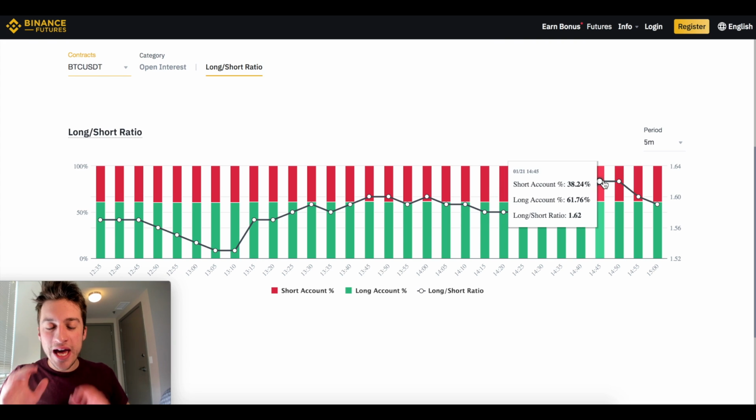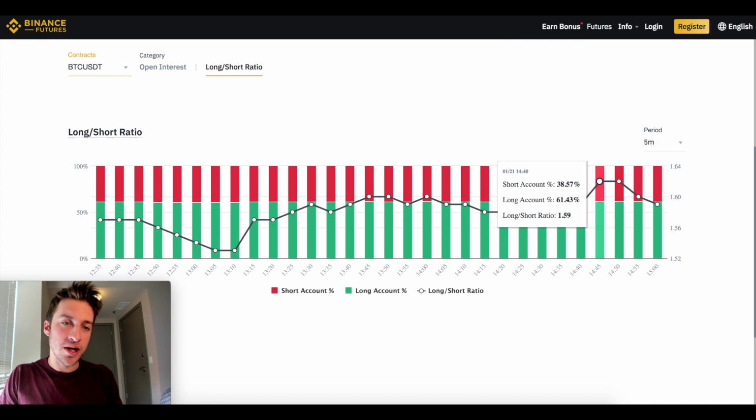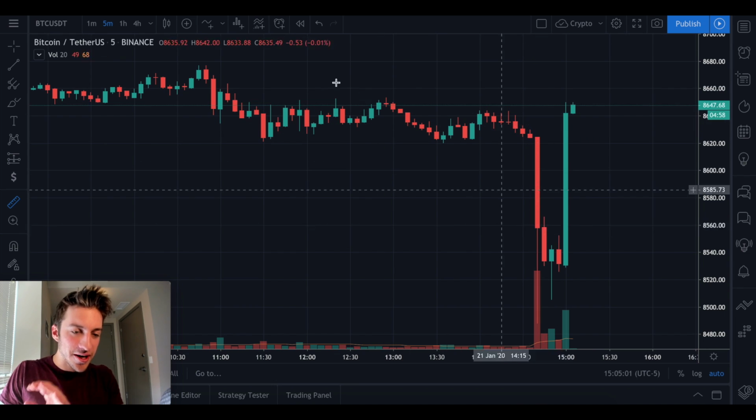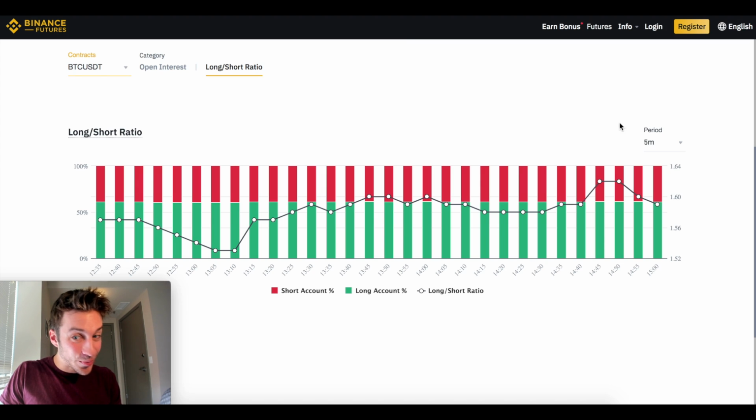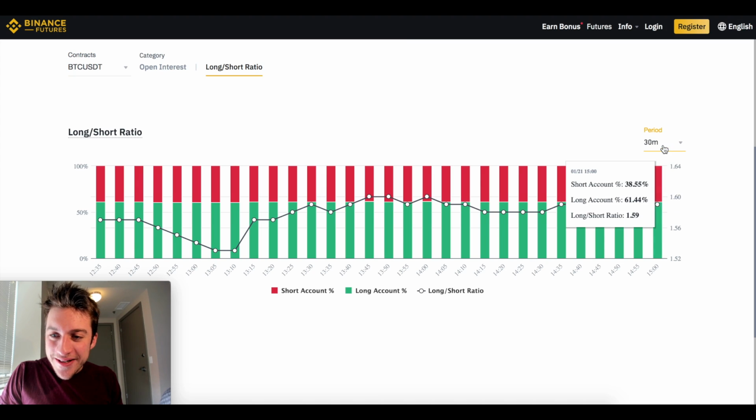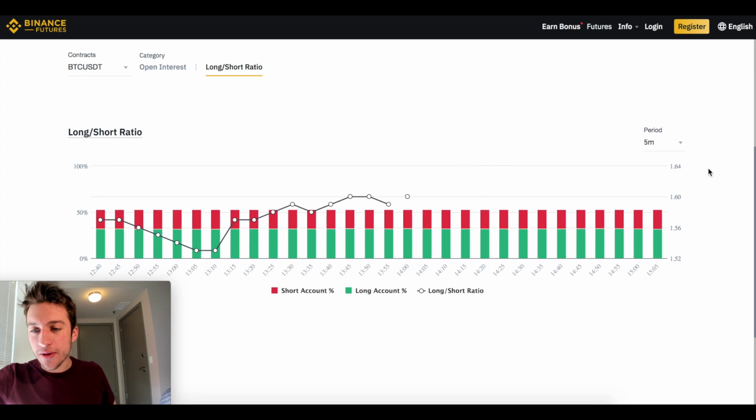This is interesting. We had that spike in the long-short ratio and price fell. I think we can all see that, right? But watch here. What just happened, guys? What just happened? Watch this. Let me go back to the 5 minute.